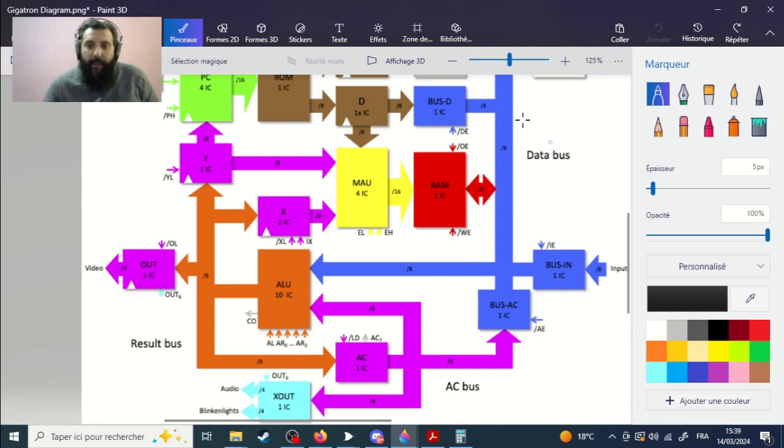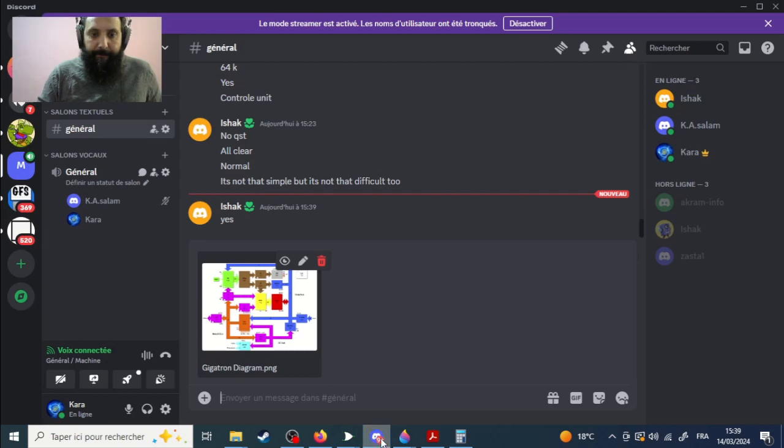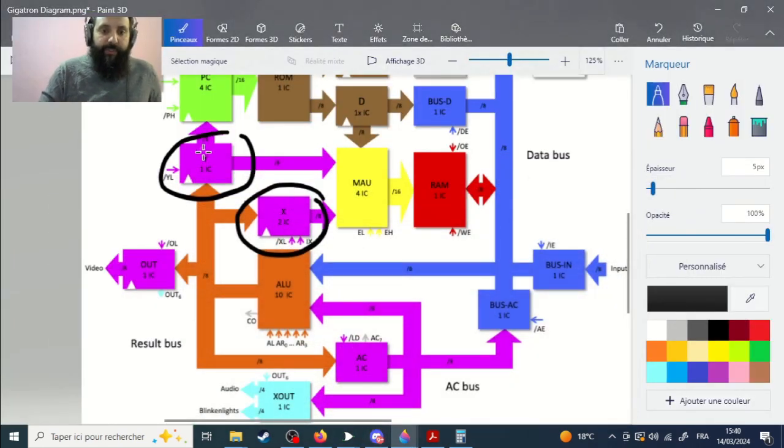Okay. You just have to remember X and Y are special registers, and they are used only for the composition, the creation of the addresses. They are not used for data. They are used for addresses. We can't find the result here. X and Y are used to generate the address. They are special registers used to contain addresses, only addresses.